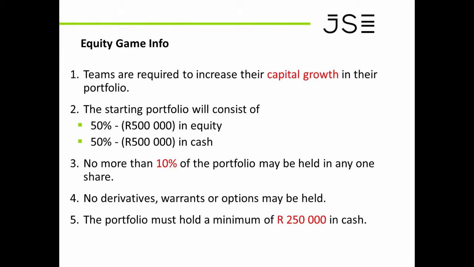You get 500,000 in equity and 500,000 in cash when you start. No more than 10% may be held in any one share. This is an important point because when you purchase, you cannot purchase more than 10%. If the share goes above 10% from the moment it starts moving, for example the following day, if it goes to 11 or 12%, there's no problem. But when you purchase the share, you can't buy more than 10% at the start. No warrants, derivatives or options may be held, and you need a minimum cash of 250,000 at all times.